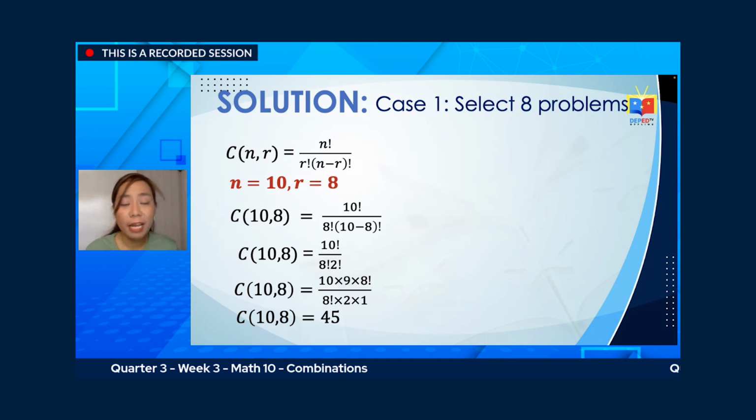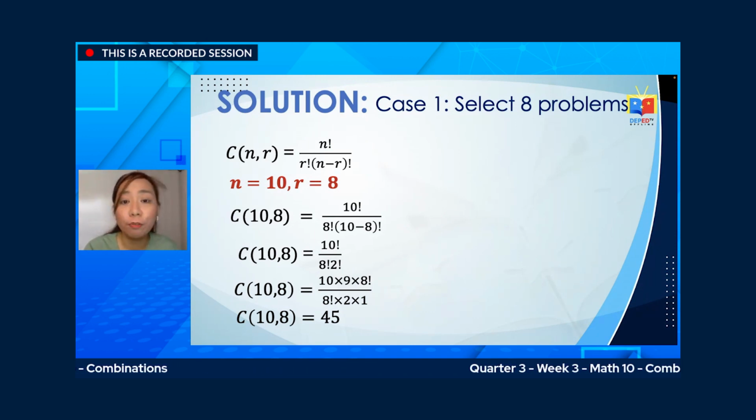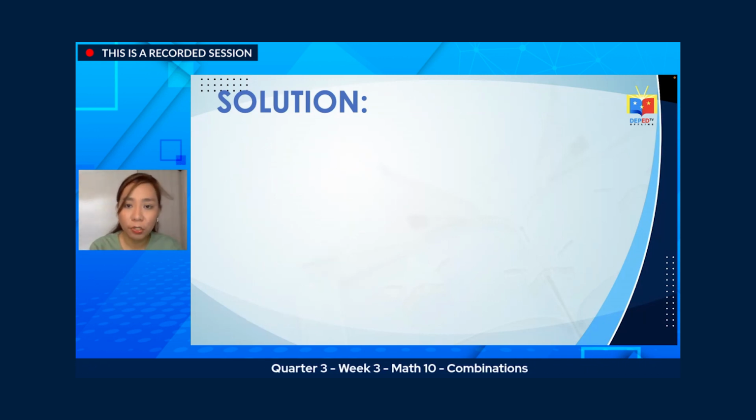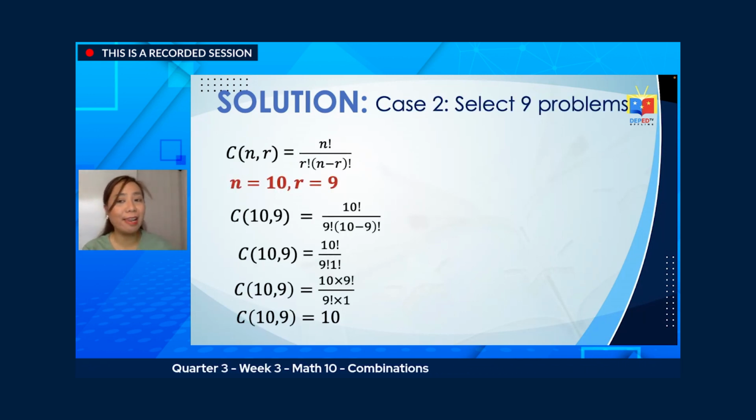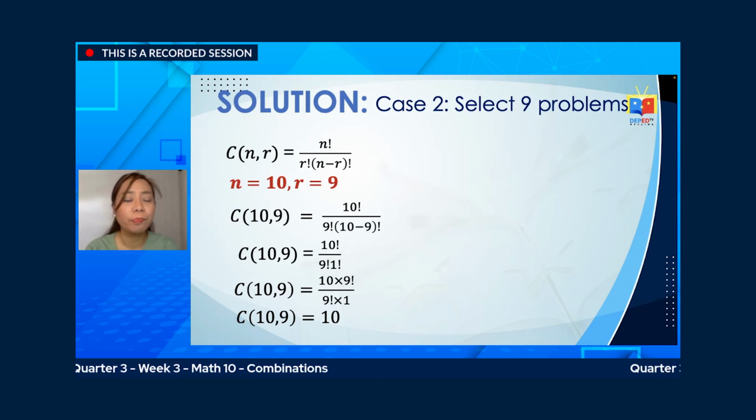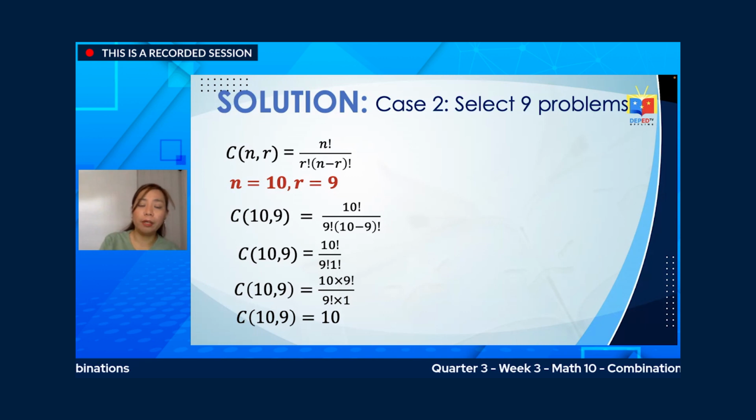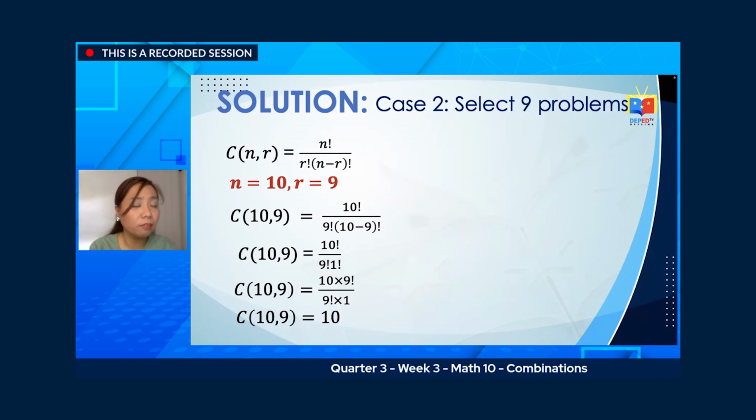And the combination for 10 problems taking 8 at a time is equal to 45. Now, let's try case number 2. How about if we select 9 problems? R is equal to 9, and substitute it to your formula. Again, n is still 10.